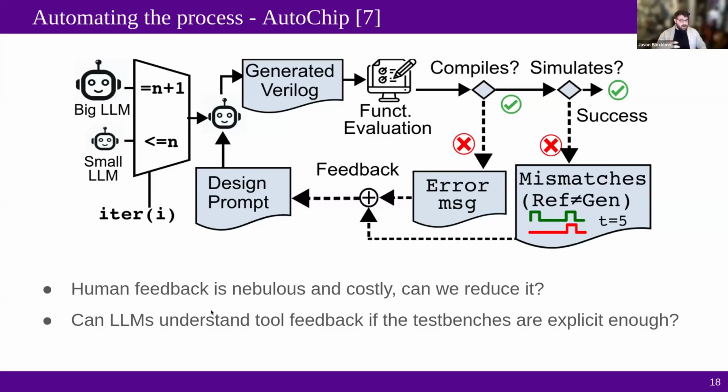So this is something we've termed AutoChip. We are automatically generating the chip. We get our design prompt from that set of benchmarks, throw it through a large language model. We get Verilog on the output, and that's more or less the same. If we have compilation errors, we feed that back. If we have simulation errors, we feed back whatever the test bench reports went wrong.